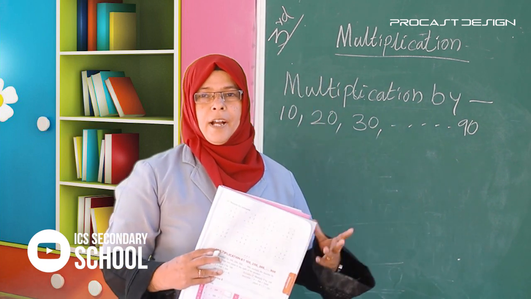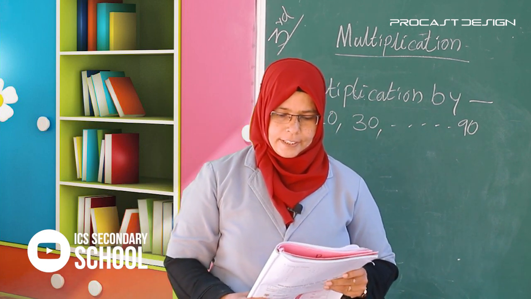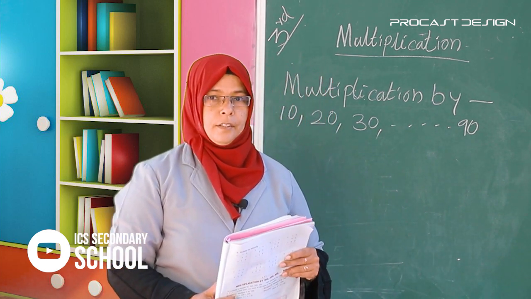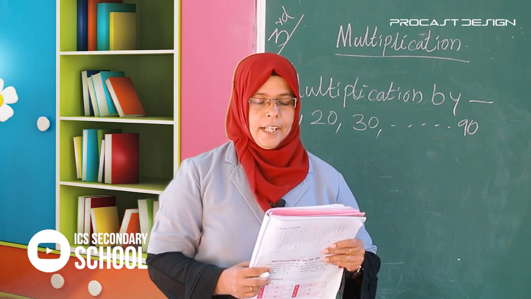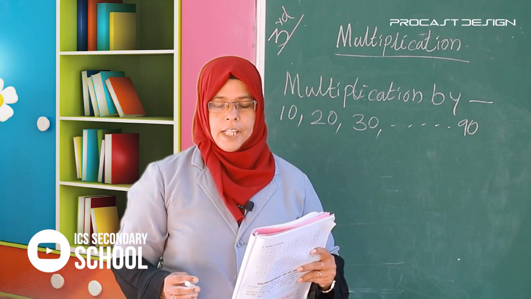Okay. Are you ready? Yes. Listen here. Multiply by 6. Listen. To multiply a number by 10, write 0 to the right of the number to get the product.